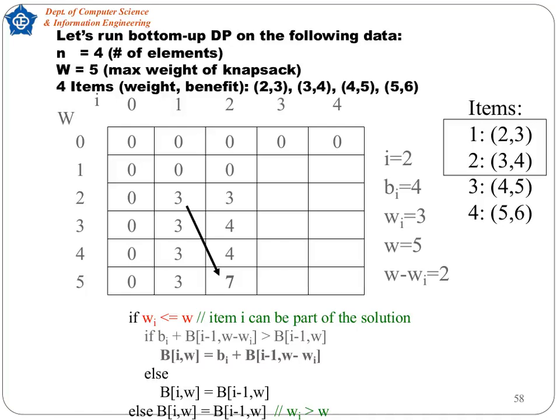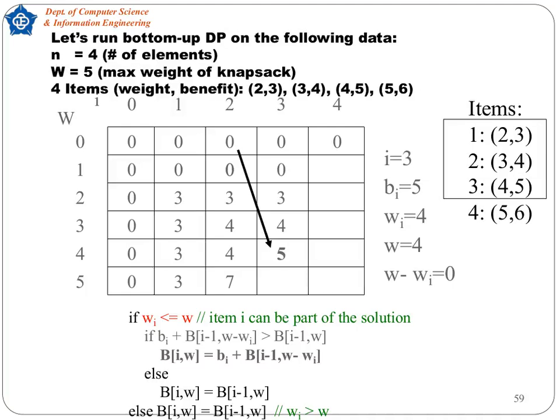This mirrors our recurrence. If w_i is less than or equal to w, then B[i][w] equals max of B[i-1][w] and b_i plus B[i-1][w minus w_i]; else B[i][w] equals B[i-1][w]. In this case, including item 2 yields the optimal value of 7 for capacity 5.